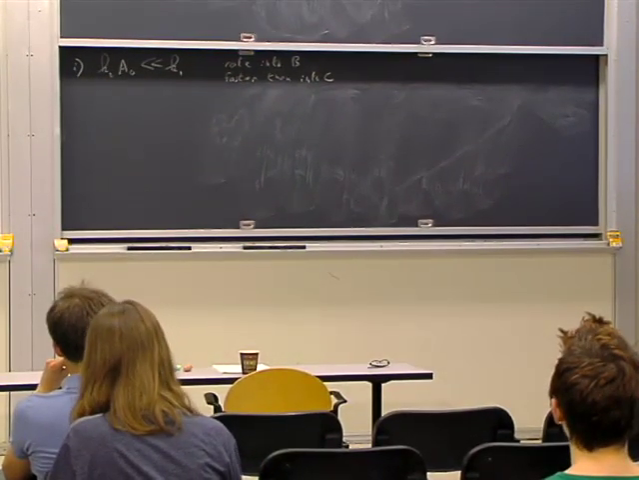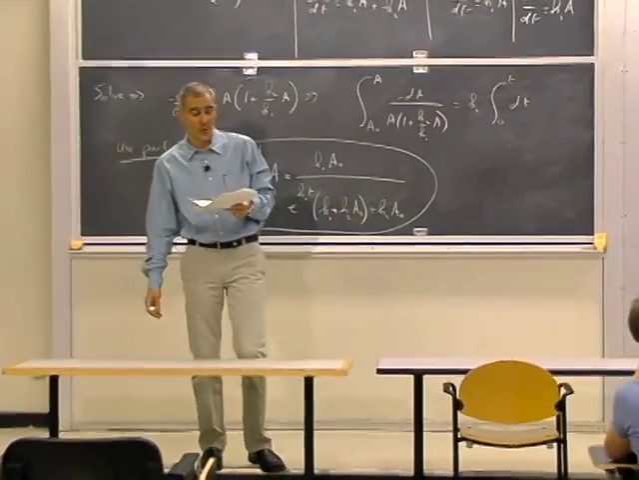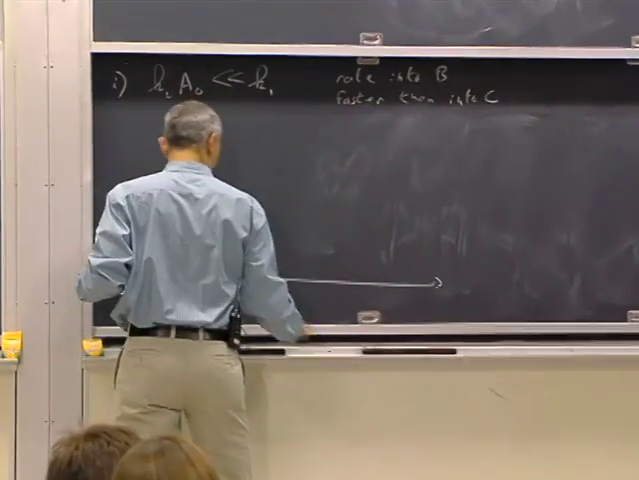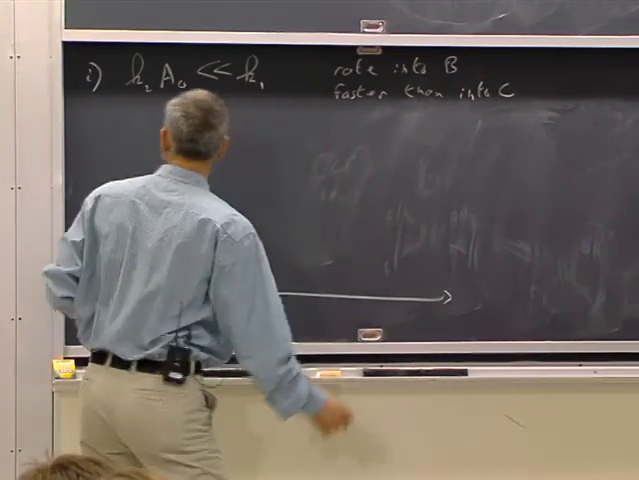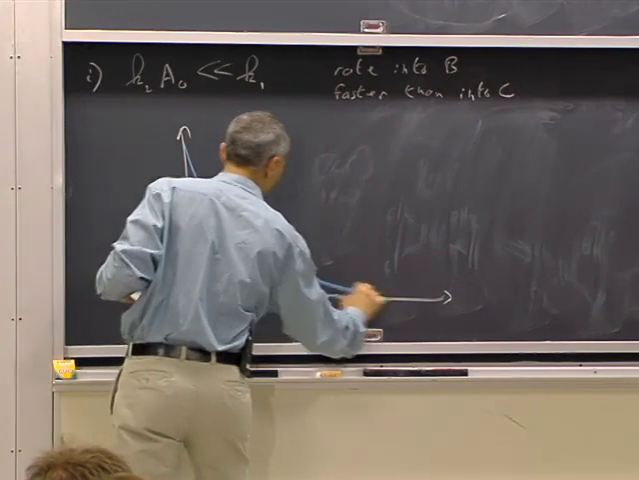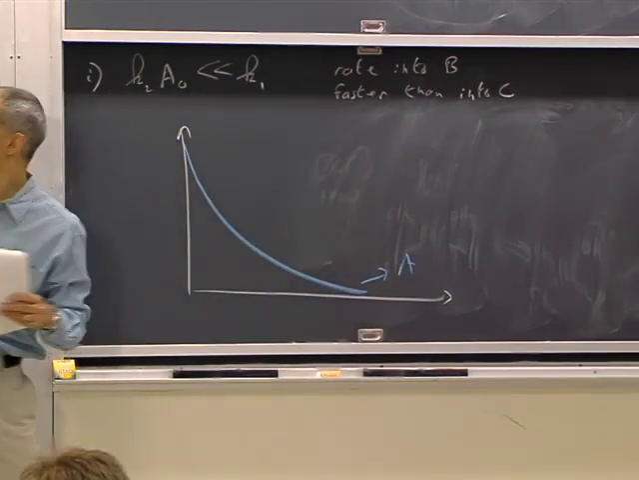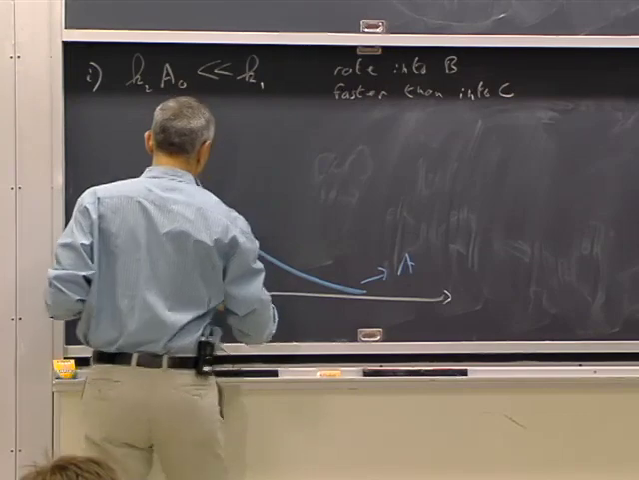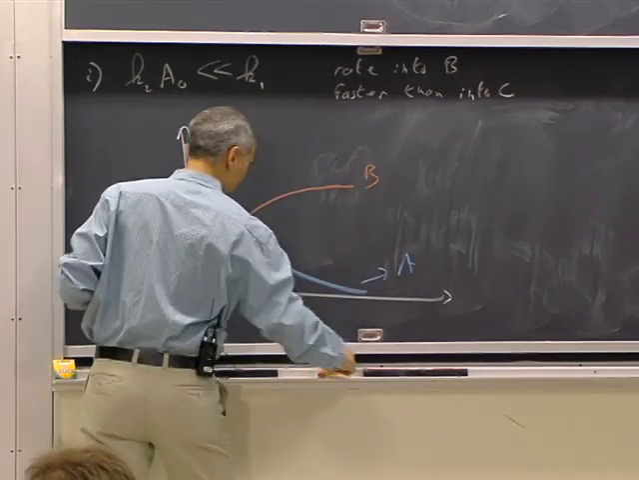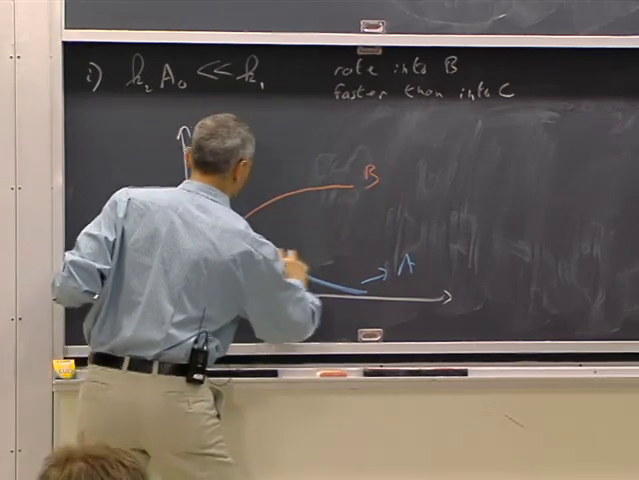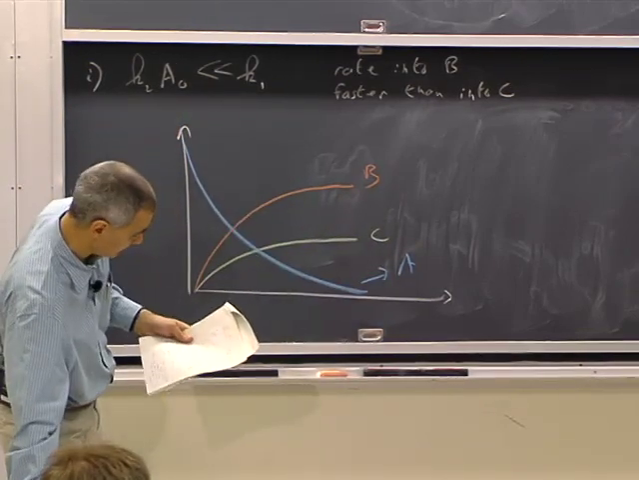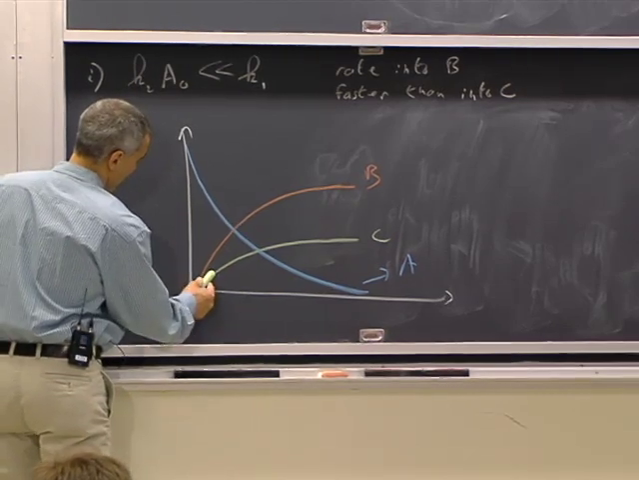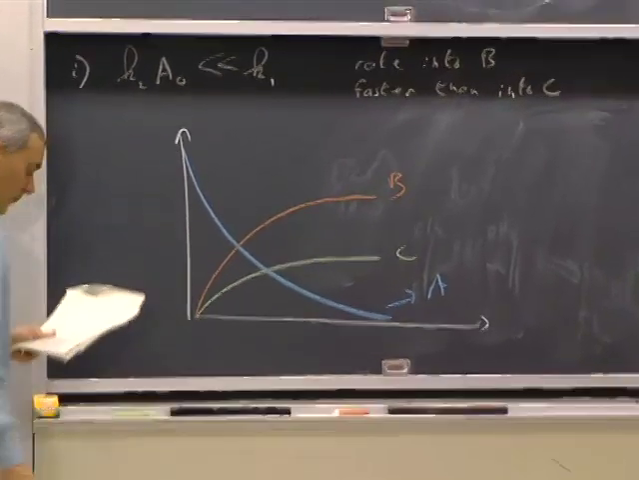So we can sketch what we expect this approximation to look like. Okay, we know it's going to look something like this. We know that A is going to come down exponentially without any structure to it. It's going to go either into B or C in some branching fraction. And we know that the rate into B is faster than into C, so B is going to come up like this, and C is going to come up, but slower. And there's going to be a ratio between these two. So we know the slope here is going to be slower than the slope for B. And we can check that within our approximation.